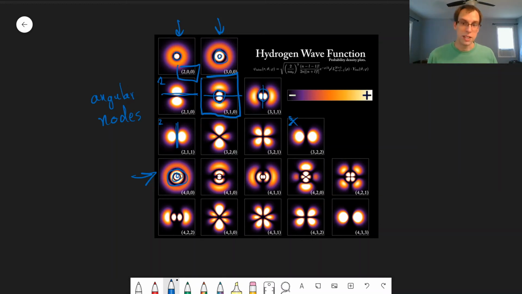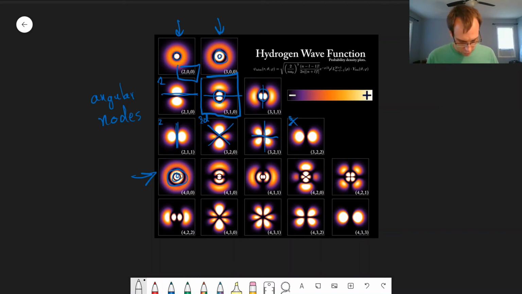And when we go to the d orbitals where l equals 2, now we'll see 2 angular nodes right here and here. So this is our 3d orbital here, and we have another 3d orbital here. So we see no radial nodes, but 2 angular nodes. And you can see there's this pattern.